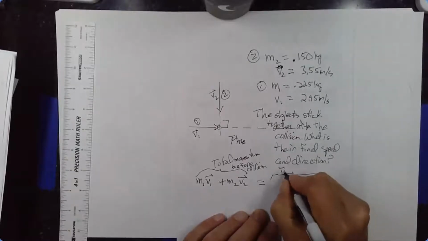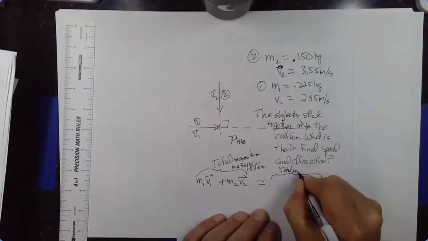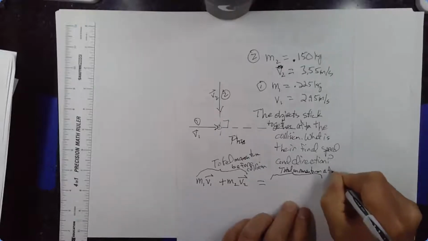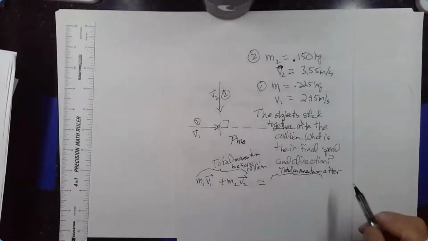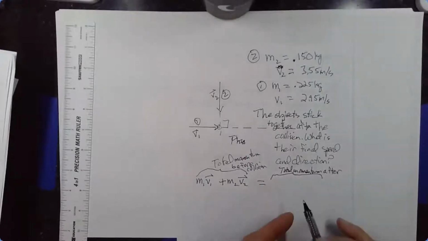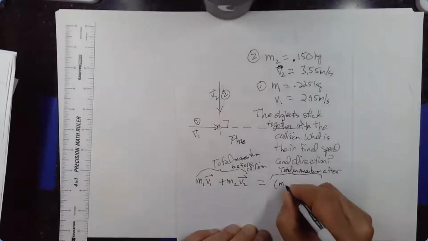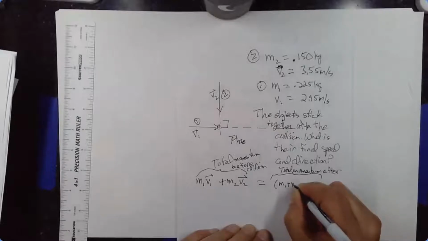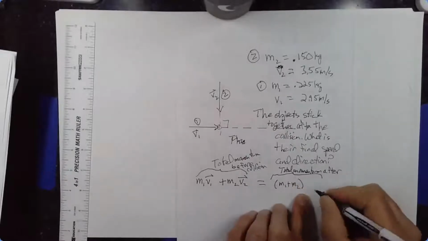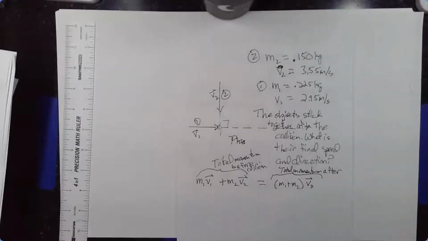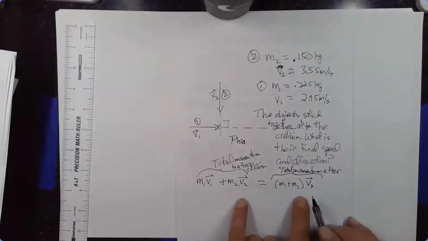So here's our total momentum after. Well, here's the thing. After the collision, we're going to have some object that's the two of these things stuck together, so its total mass is going to be m1 plus m2, and it'll have some velocity v final that we haven't figured out yet, but it's going to look like that. Okay. Well, we've got enough information to figure this out.